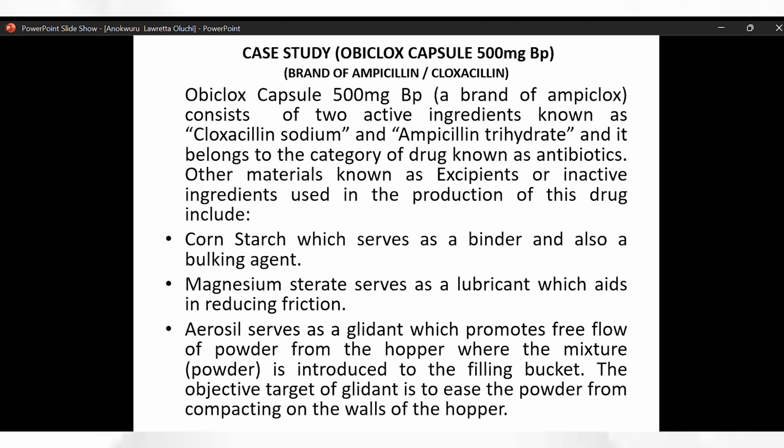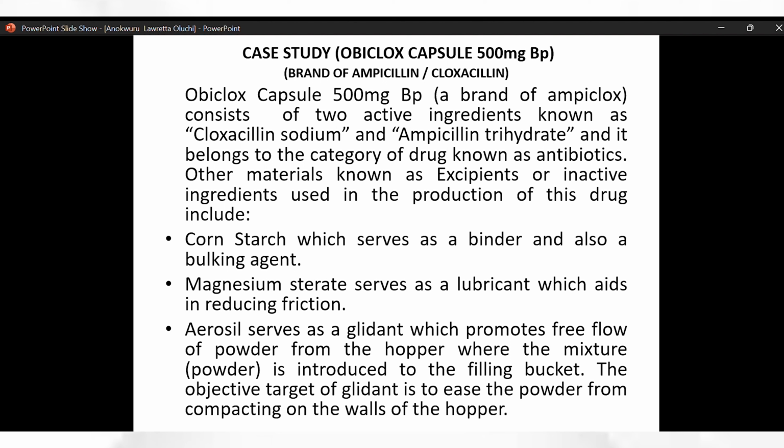So for this individual, she was asked to defend a particular topic on what she did. So she actually chose OB Clause, right? OB Clause is more like a brand of ampiclox, right? So this company, A&J Pharmaceutical, when they were producing this, they don't call it ampiclox, they call it OB Clause, because if you call it ampiclox, you're actually trying to steal another person's idea. So they call it OB Clause.